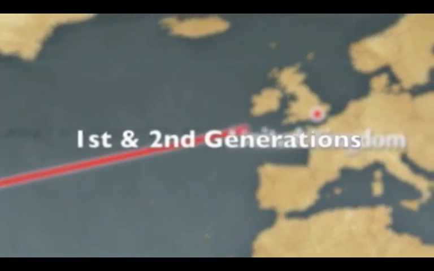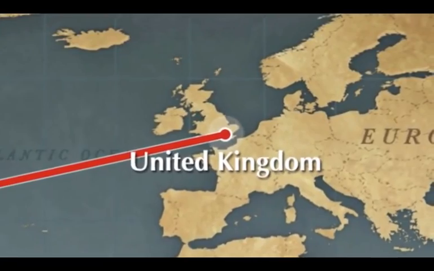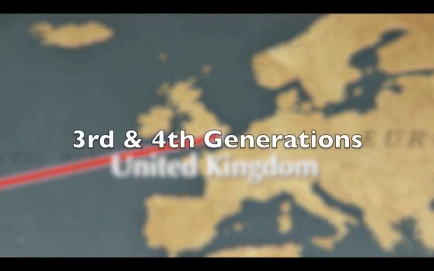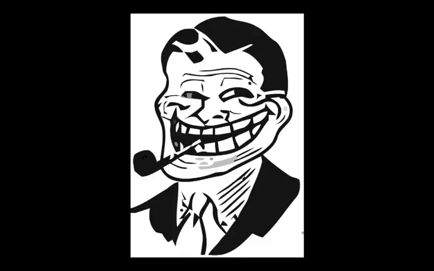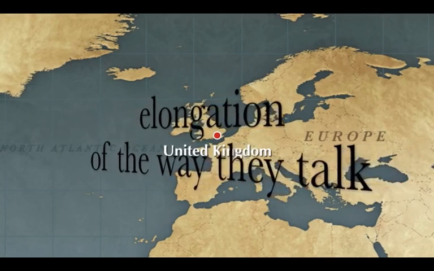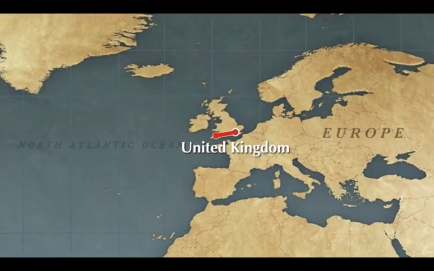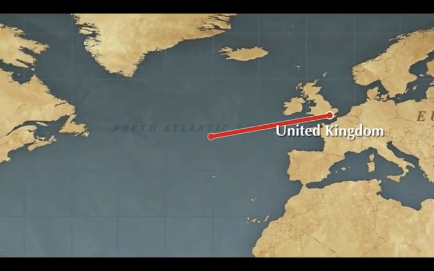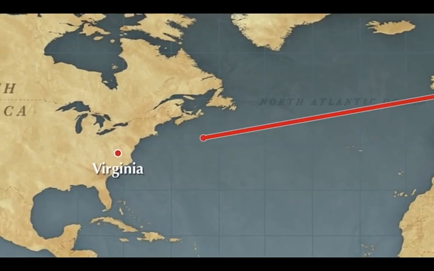But that's the first and second generations coming off the boats, not their children. By the third and fourth generations, the kids don't quite sound like mum and dad anymore because they're starting to develop a slight elongation of the way they talk. What's today called the Virginia Tidewater accent. It's not a complete southern drawl because that's a port area.